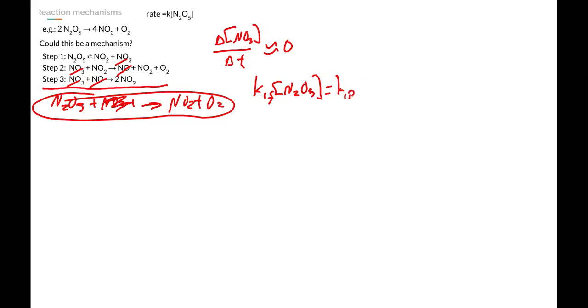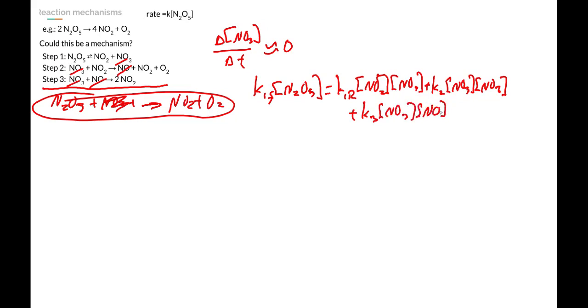So K1 reverse times concentration of NO2 times concentration of NO3. It also gets consumed in the second step. So that's K2 times concentration of NO3 times concentration of NO2. And it gets consumed in the third step. So plus K3 times concentration of NO3 times concentration of NO. So this is the equation that basically says the rate of formation of NO3 is equal to the rate of consumption of NO3.